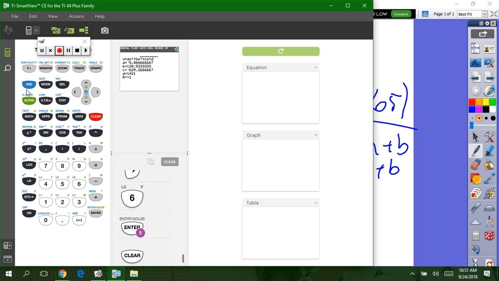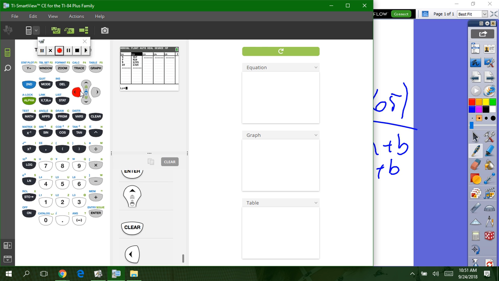So hit stat, and you're going to edit. So just hit stat, edit, enter. Now for me, I have this stuff. Is there anybody who put information in L1, L2, and things like that? Please, Sage. I do. You can use it if you need to. Hit the clear button and not the delete button.